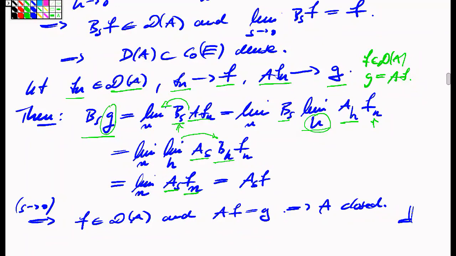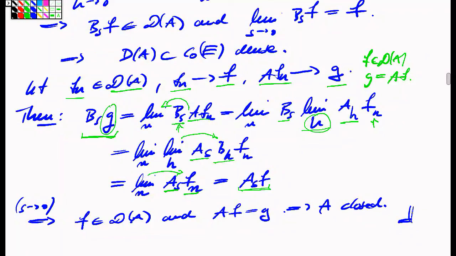And finally, the A_s operator is a bounded operator. The f_n's converge, as we know, to some function f, so therefore if we put the limit inside the A_s, we get the A_s of f. So hence we know that for any positive s, B_s of g is A_s of f.